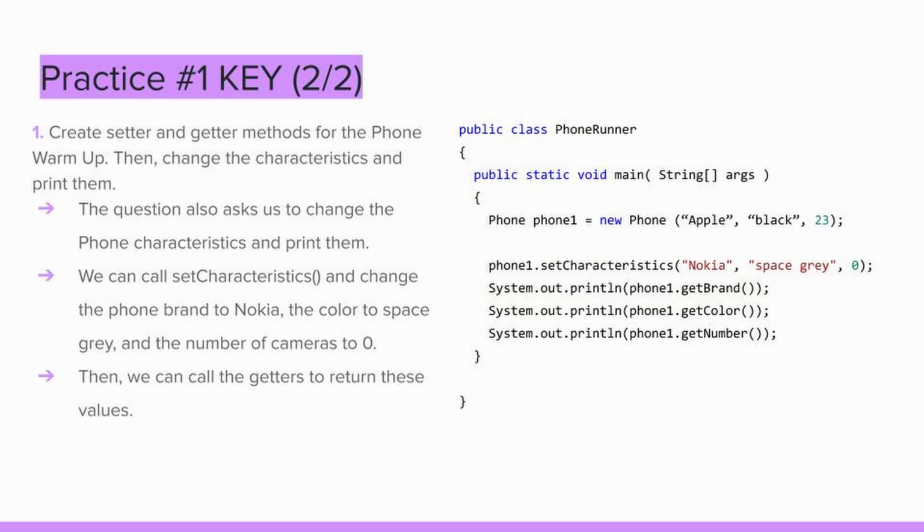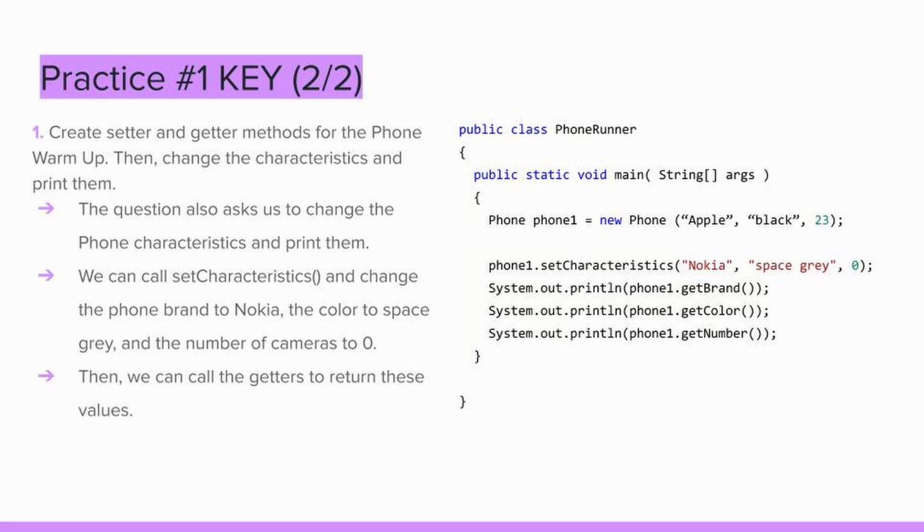Next, let's create our runner class. Just like in the warm-ups, we create an instance of the phone class and pass it some parameters. Then we'll set new characteristics, which should overwrite our original parameters. Finally, we'll call the getter method to return these values and check if our changes went through.